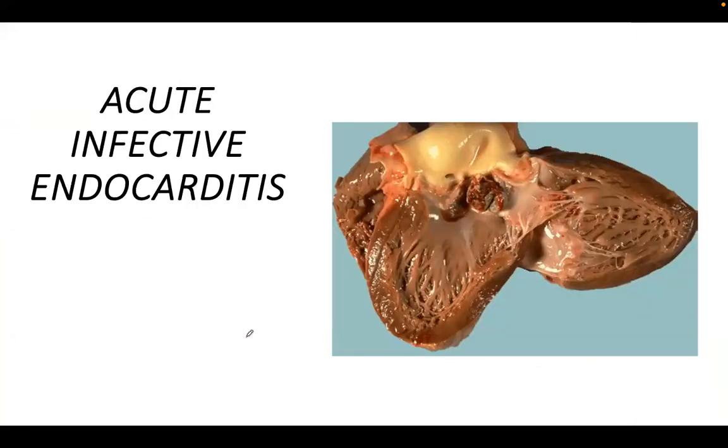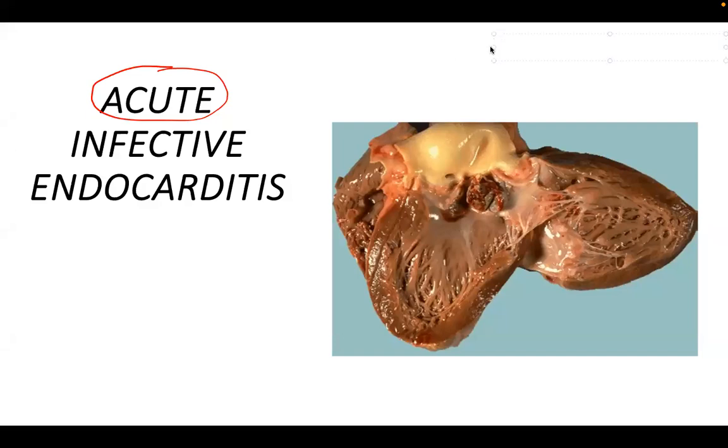Now, we mentioned endocarditis earlier. Always remember, Staph aureus causes acute infective endocarditis. Now, question, which has a more damaging and destructive course? Is it acute or subacute infective endocarditis? Okay, very good. It is acute. Acute is more damaging. Acute has a more rapid deterioration and course.